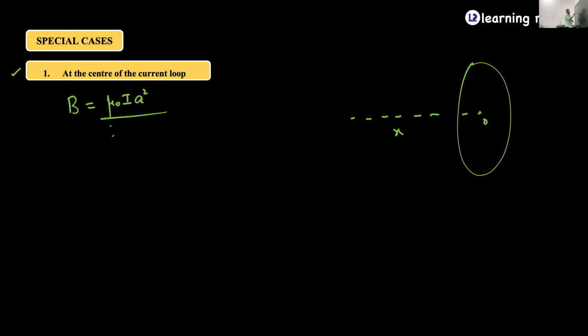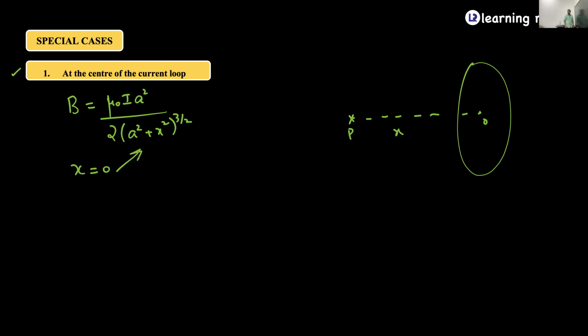So when you want to calculate the magnetic field exactly at the center of the loop, the general formula is derived for a point which is at a distance of x from the center of the loop, where the value came out to be mu naught I a square divided by 2 into a square plus x square the whole power 3 by 2. Now, the question says you need to find it exactly at the center of the loop. So if this point P has to coincide with O, what should happen? X should be 0.